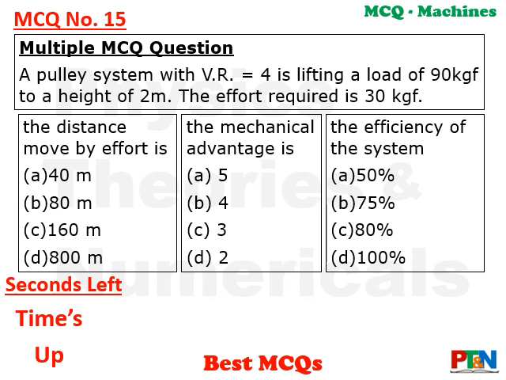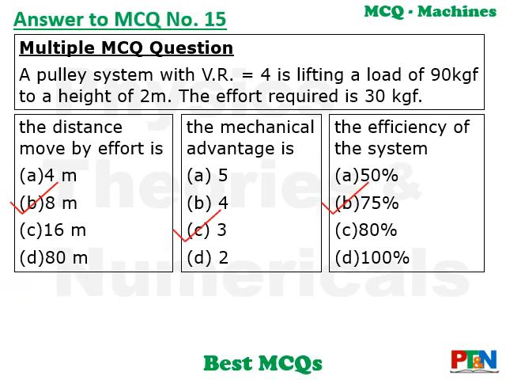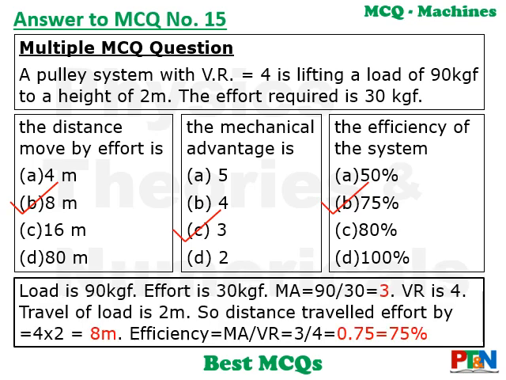Time's up. Hope you have got your options. Let's see the answer. Distance moved by effort is 8 meter, that is option B. Mechanical advantage is 3, that is option C. And efficiency of the system is 75%. Let's understand the calculation also.